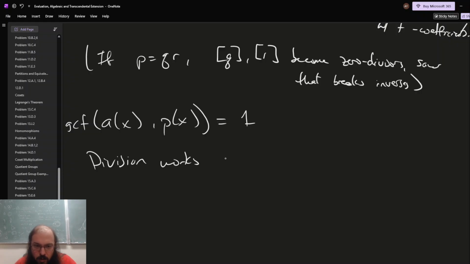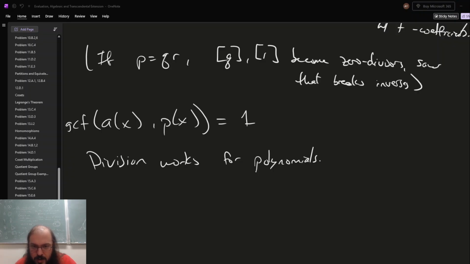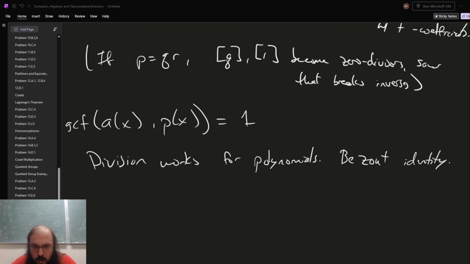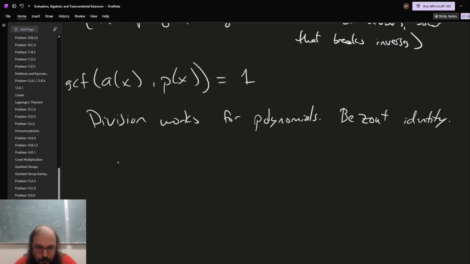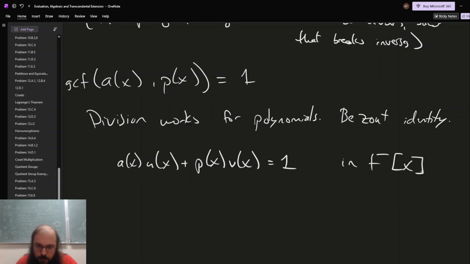And we have a division algorithm for polynomials to get remainders. More precisely, there is the so-called Bezout identity. The Bezout identity says that when you're in this situation, you can find polynomials U and V so that this is equal to 1. This will work in F adjoin x, so you can find these polynomials U and V.